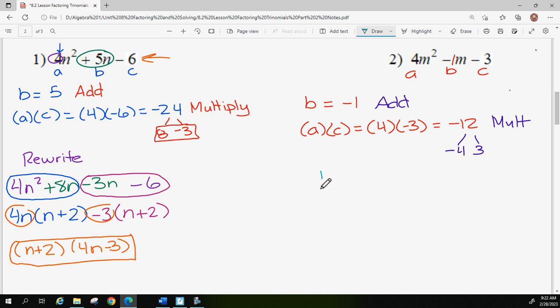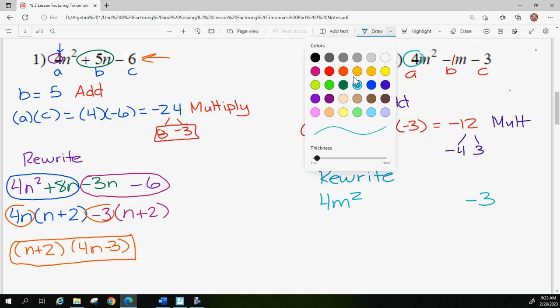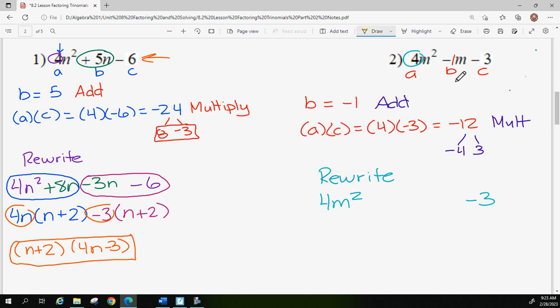And so now the new step, since A is 4 and A is not 1, we need to rewrite our expression. We're going to start it the same way. We're going to end it the same way. But we're going to take this -1m and we're going to rewrite it as -4m plus 3m.